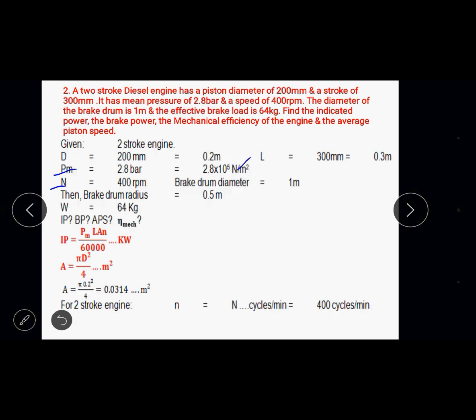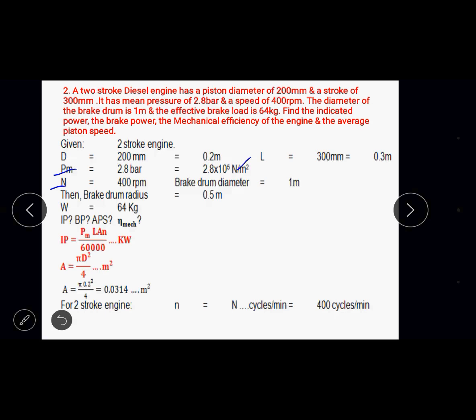So are any other parameters given? All these are the parameters given. So note down what type of engine it is, whether it's a 2-stroke or 4-stroke. Based on that you have to decide small n and capital N. In a 2-stroke engine, small n is equivalent to capital N. And what is asked in the problem: we have to find out indicated power, IP, brake power, BP, mechanical efficiency, and then average piston speed.